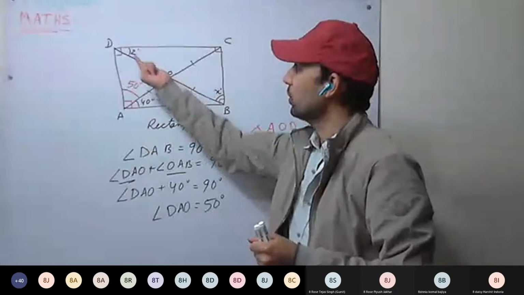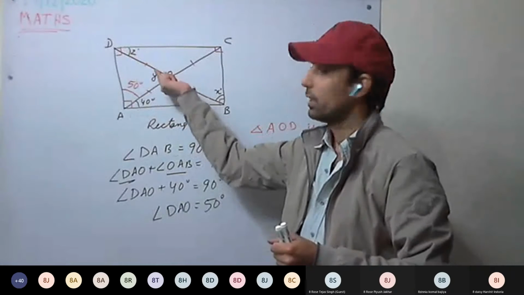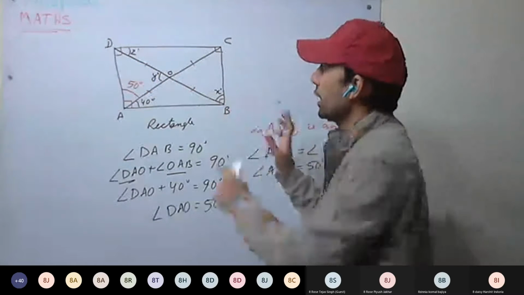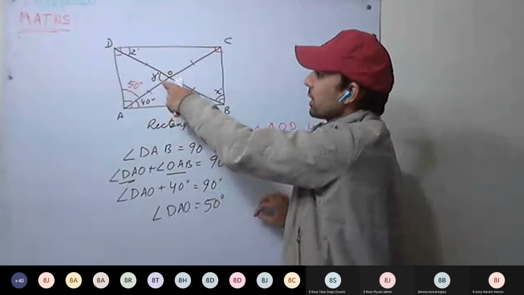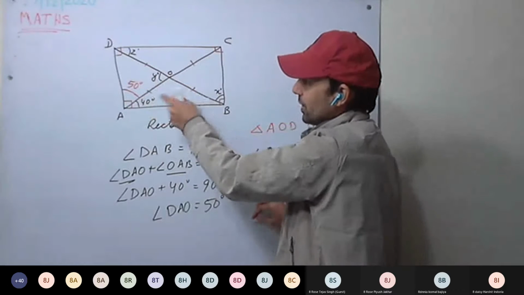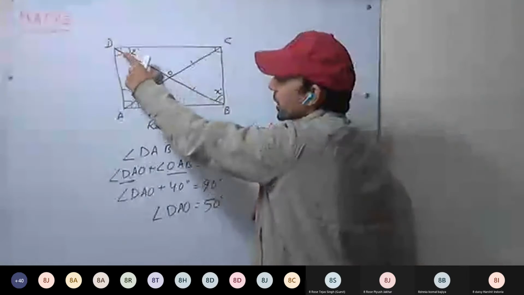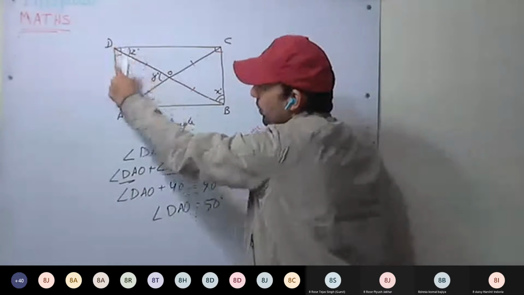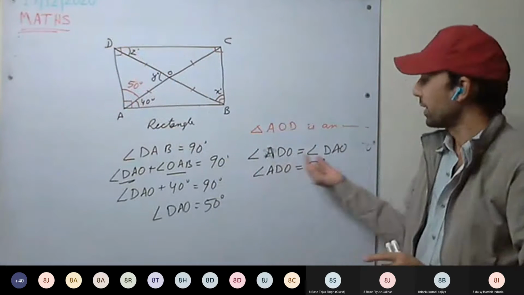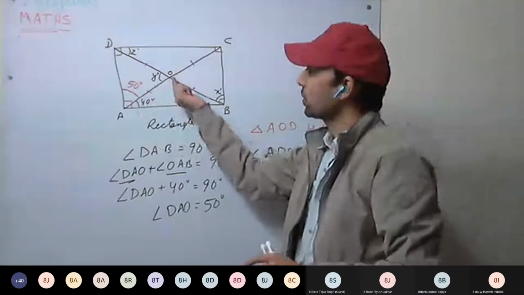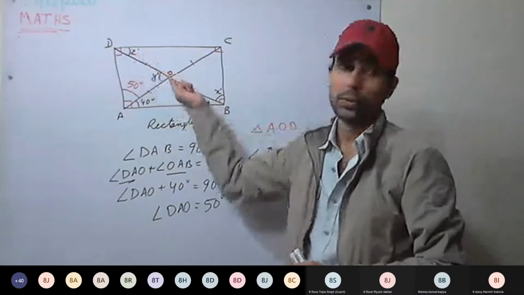Because AO equal to OD. These two sides are what? See here, in a rectangle, the diagonals are equal and bisect each other. That means all four parts will be equal. AO will be equal to OD, and these are the two sides of this triangle. So this is an isosceles triangle. Reason: you can write AO equal to OD.